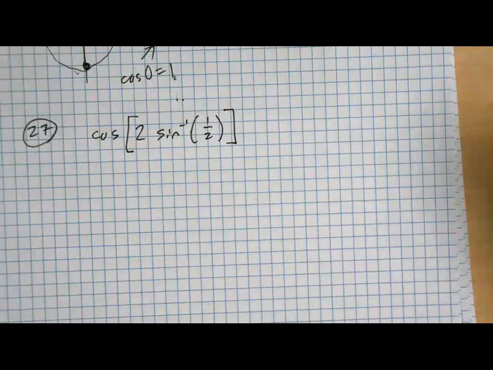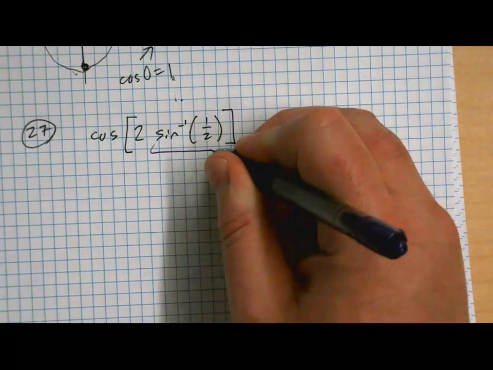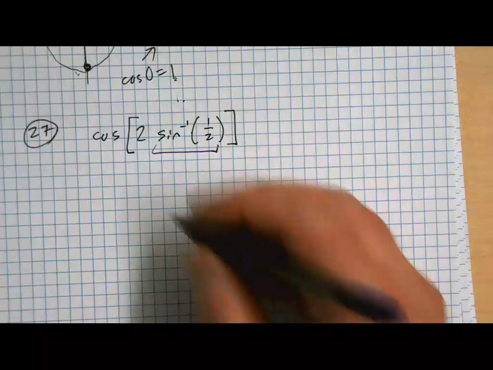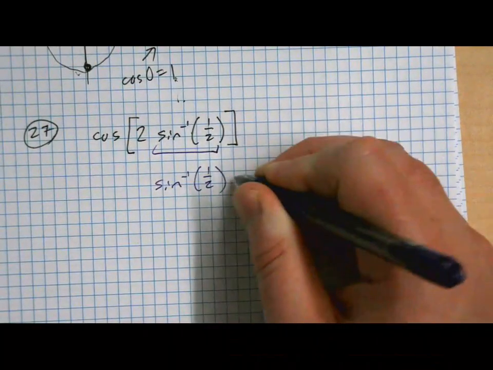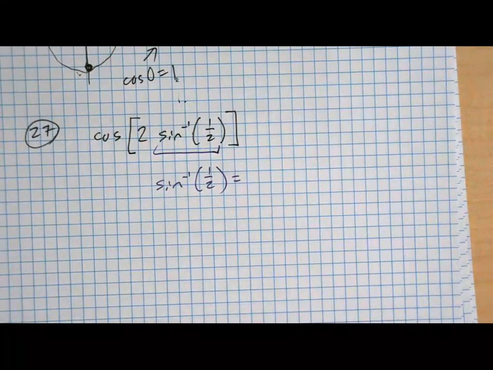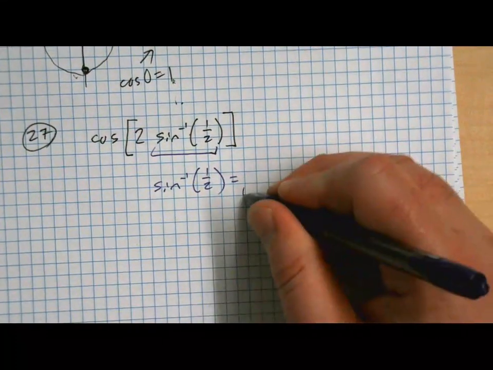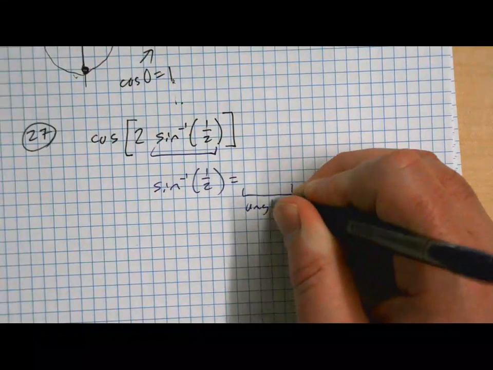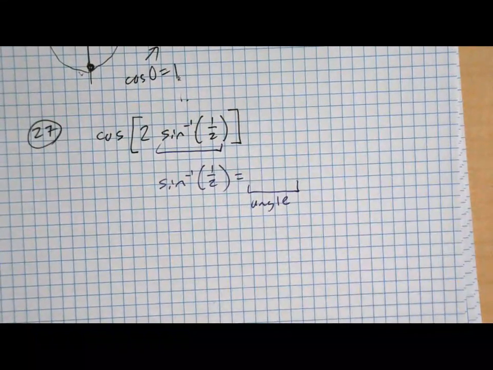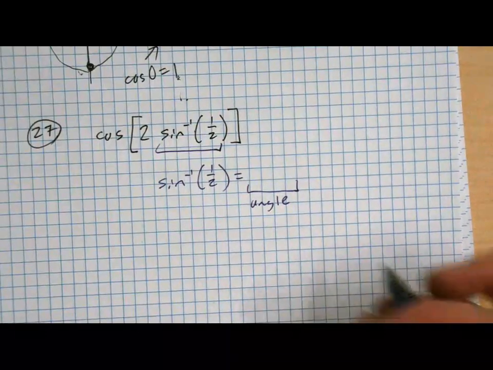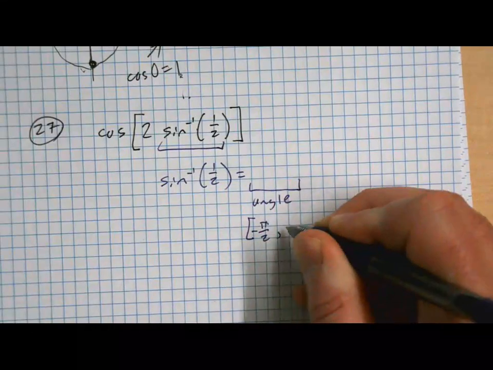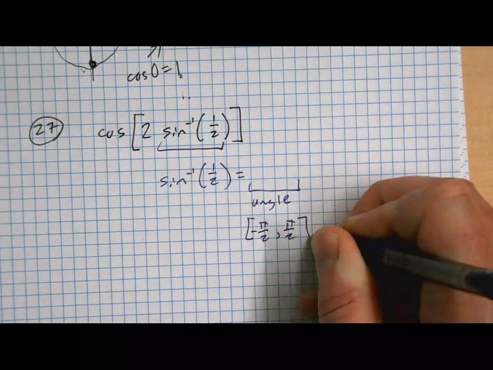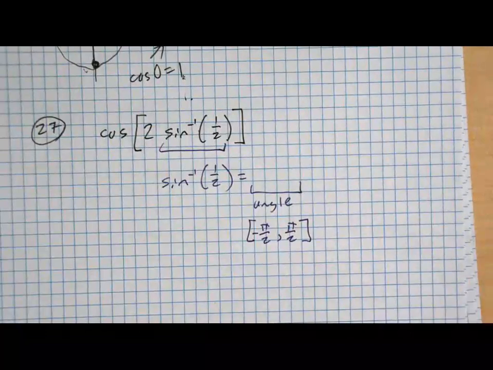All right, so we're going to work inside out. I'm just going to focus on this first. So I'm going to do the inverse sine of a half. What do I know about it? I know it's going to be an angle, because when you do an inverse sine, your output is an angle. And I know that it's going to be somewhere between negative pi over 2 and pi over 2. If I'm thinking in degrees, that's negative 90 to 90.